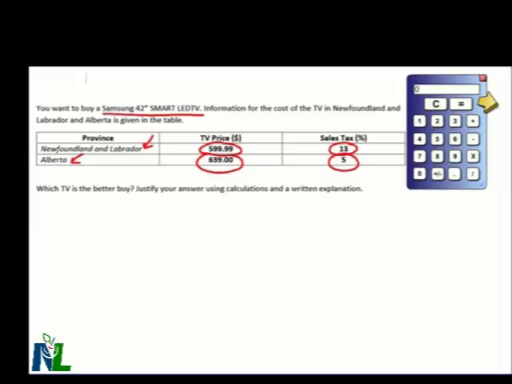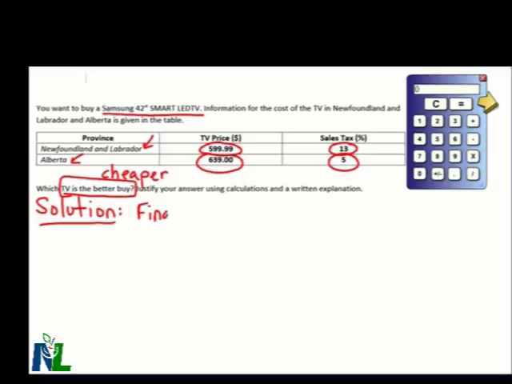So if we want to find the total cost in our solution, and the reason why we want that is the question asks us, which TV is the better buy? So obviously the one that's cheaper is what we want. So we need to find the total cost including tax, plus tax, we say in Newfoundland.